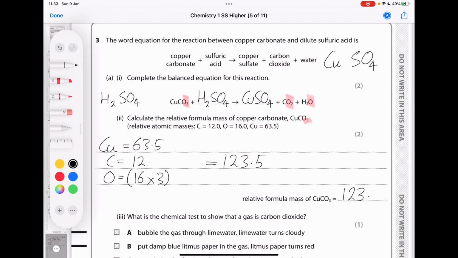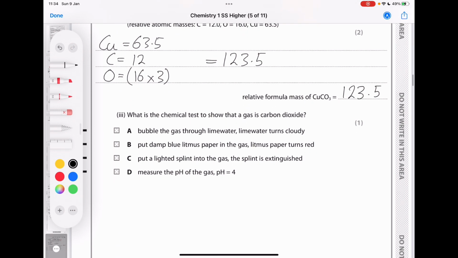There is no rounding or significant figures here, so my final answer is 123.5. For question A part 3, the test to show a gas is carbon dioxide is we bubble the gas through lime water and the lime water turns cloudy.